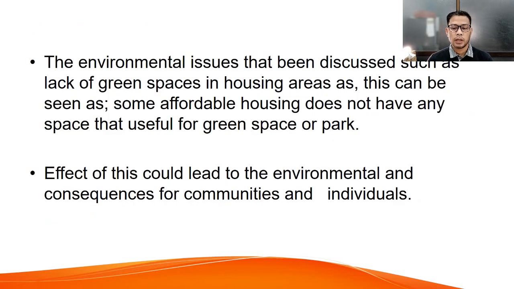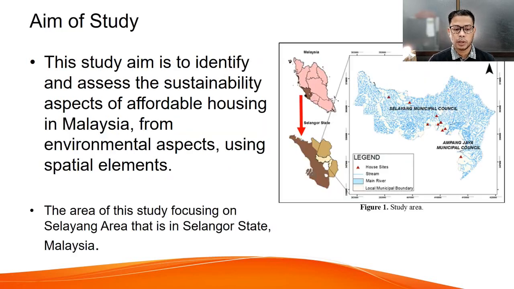The environmental issues discussed include the lack of green space in housing areas. Some affordable housing does not have any space that is useful for green space or a park. This is one of the problems when developing affordable housing, especially in Malaysia. The effect of this could lead to environmental consequences for the community and individuals living in this affordable housing.